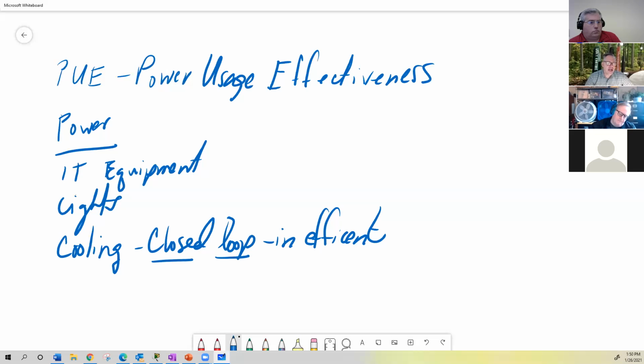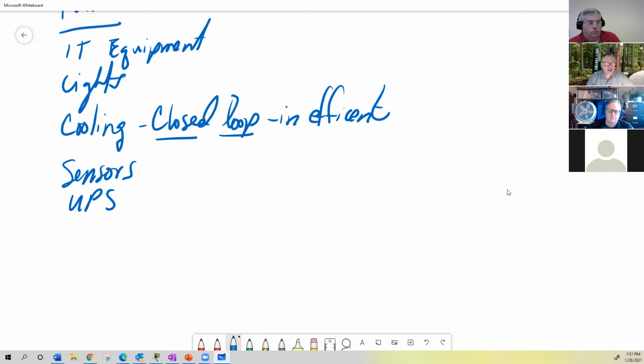So you've got other elements in there. You've got sensors. You've got a UPS, which is a battery backup in case there's a failure. You've got to store power all the time, so you are charging those batteries constantly. And then you have your power distribution.